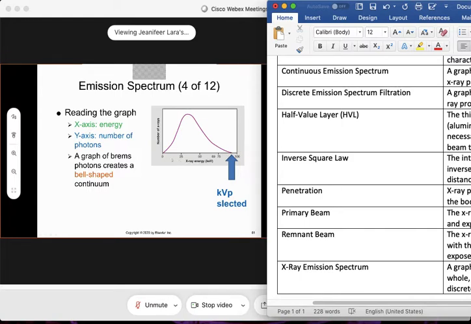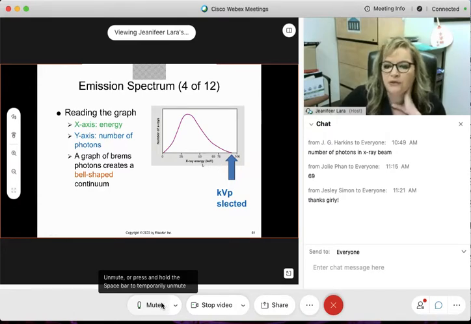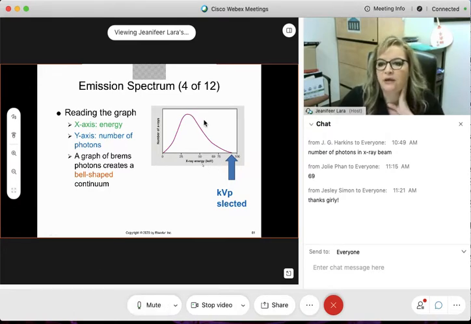Okay? Now, what did we just say, Jaleisha, about characteristic? Would we have on this graph any characteristic photons generated in our primary beam? Yes. Why would we have any characteristics in here? Because they have the highest amount of energy. Right, we would. But what kVp did we select here? 70. 70, it's almost like 90, right? Somewhere close, but over 75.